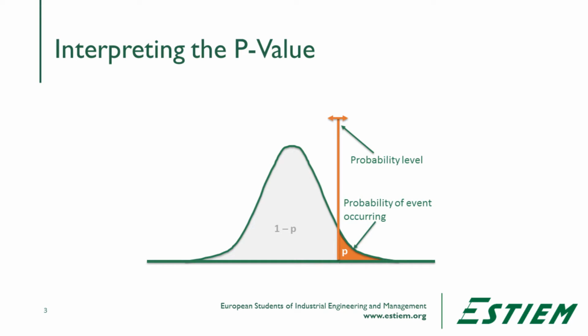This is the probability of an event occurring. Usually when we talk about an event, we talk about a failure event. 1 minus p is the rest of the distribution. That's the probability of an event not occurring. And so when the p-value is very small, it's a rare event to get that type of occurrence or that type of failure. So what we say is that it's less likely that that small p-value will happen by chance.